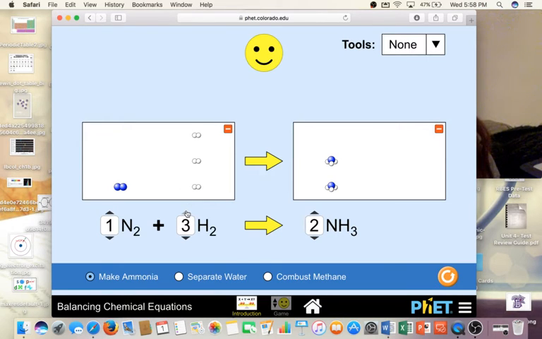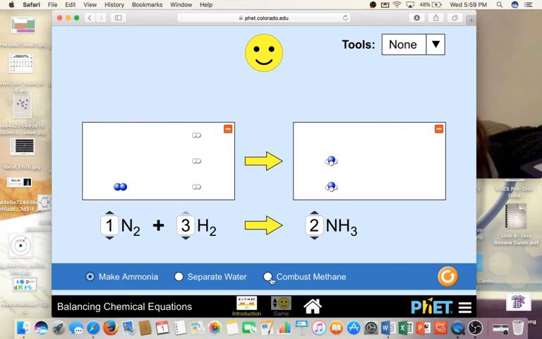So I'm going to increase it one more time, and now he's balanced. I have 6 hydrogen on my reactant side, 6 hydrogen on my product side. And I still have 2 nitrogen on my reactant side, and because I increased him on my product side, I have 2 nitrogen.